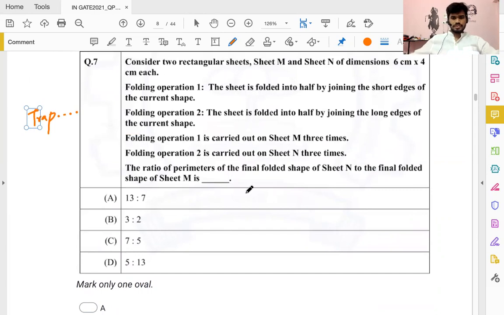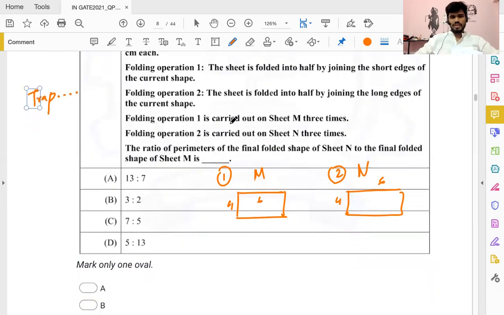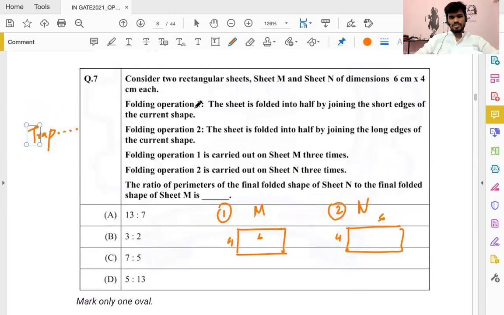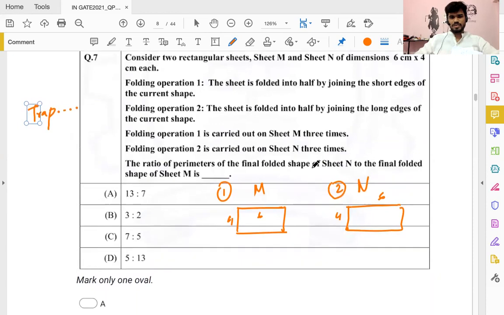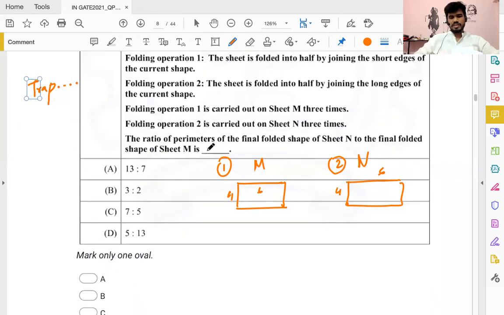The trap is for M and N, you start with, let's say, 6 and 4. M applying folding operation 1, N applying folding operation 2. Notice the way it is phrased: 2 sheets, folding operation 1, folding operation 2, they have defined it. Then this is being applied to that, and this is being applied to that. It takes them time to actually read it and process it. But the trap is this.